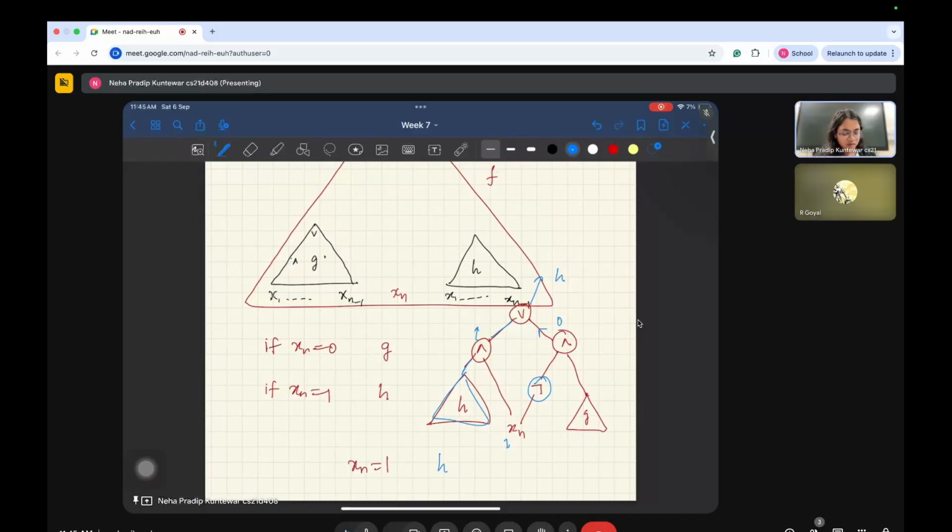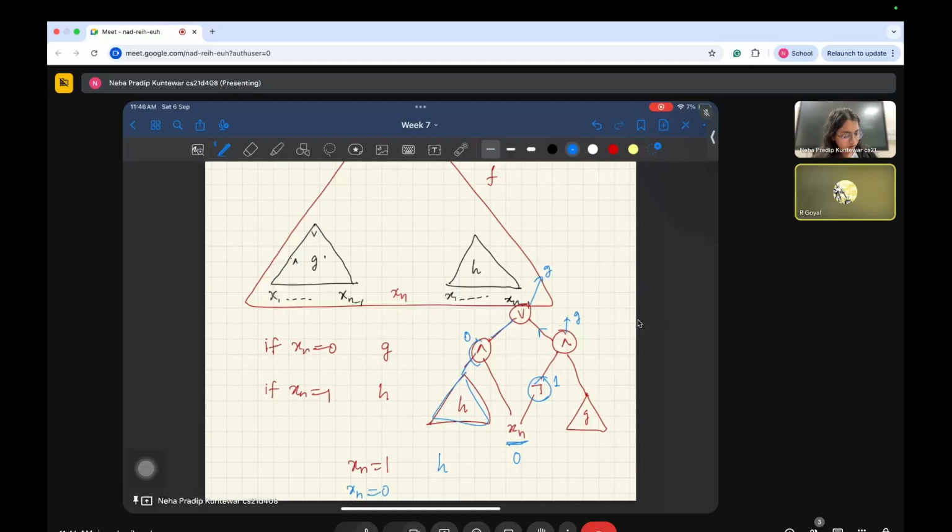So when xn is 1, we are doing h. If xn is 0, then the value here is 0, so h and 0 becomes a 0, and this becomes a 1. Then whatever is the output of g will get accumulated here, and g OR 0 gives the value of g.